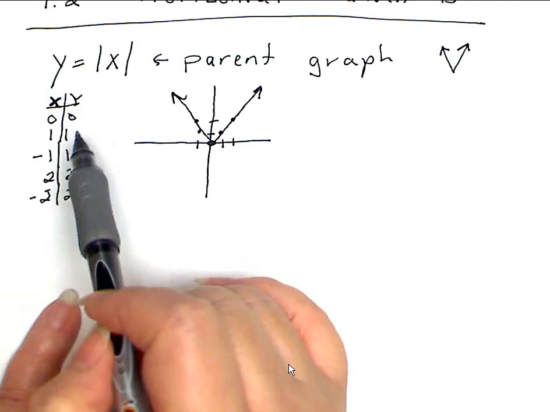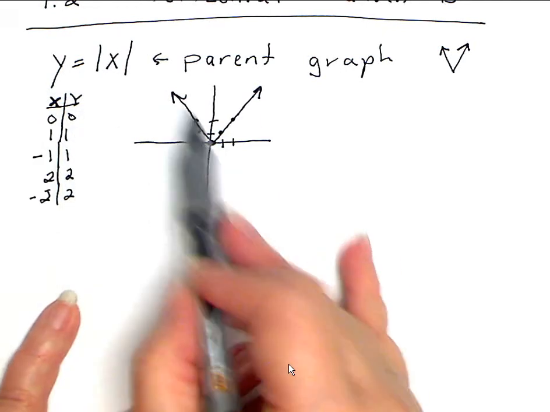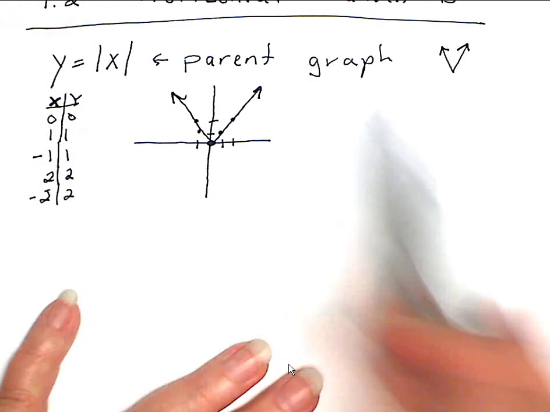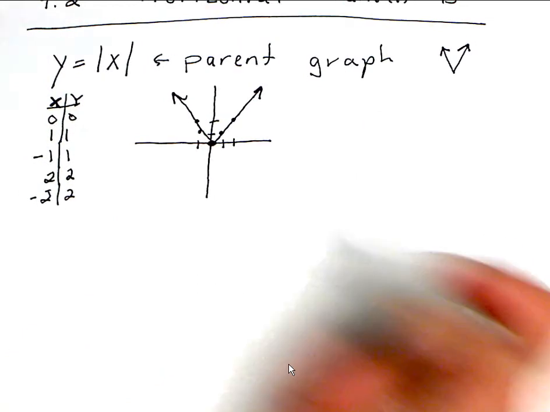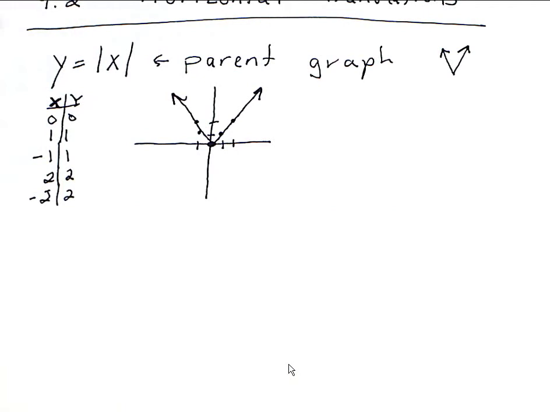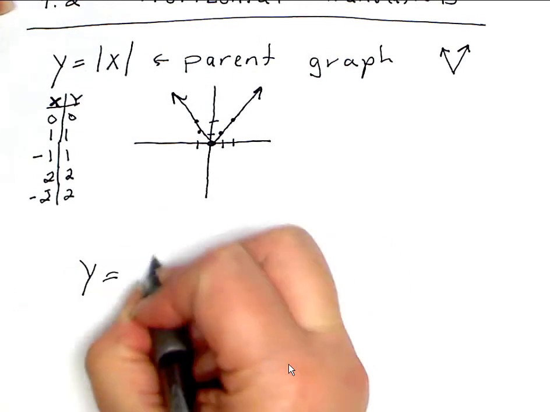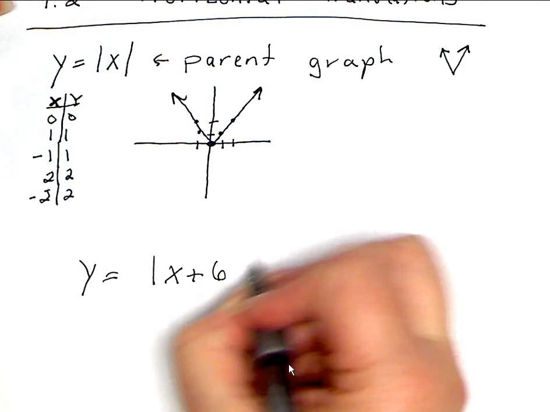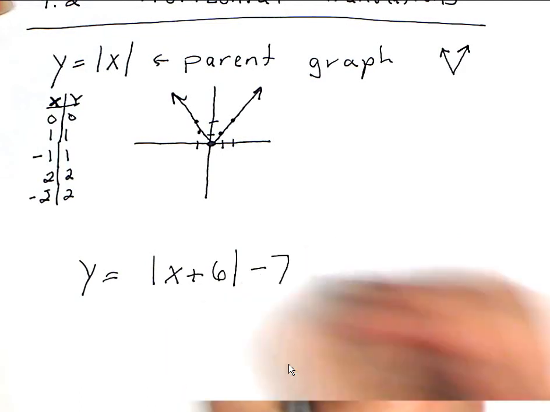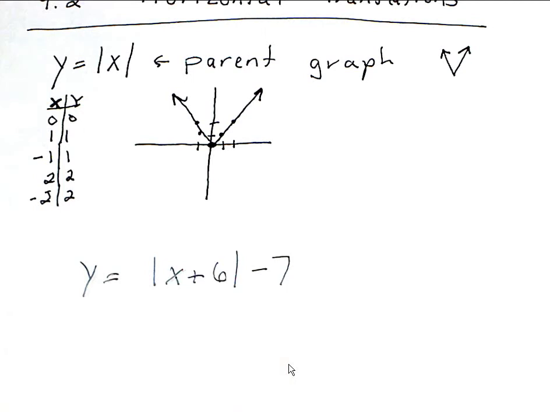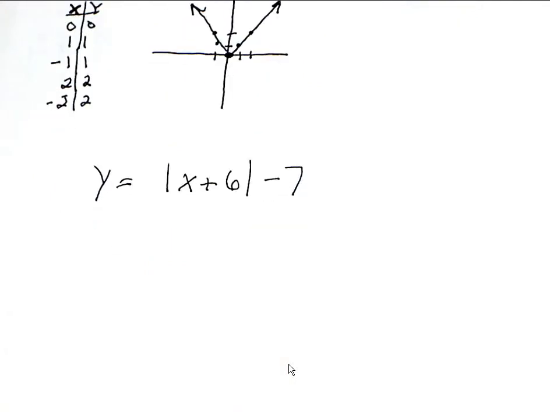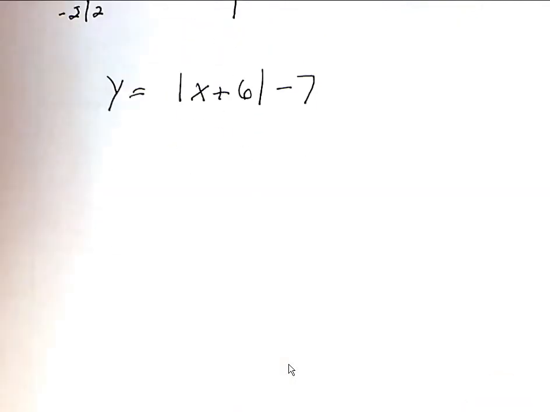All right, so what we're doing is we're translating this and we're moving it around. Now I'm going to show you the way with the XY chart, and then I'm going to show you the absolute easiest way to do it. But we're going to do one the old-fashioned way. So y equals the absolute value of x plus 6, minus 7. All right. So we're going to graph this one. And remember, the parent is still the one that we did. All it's doing is moving.